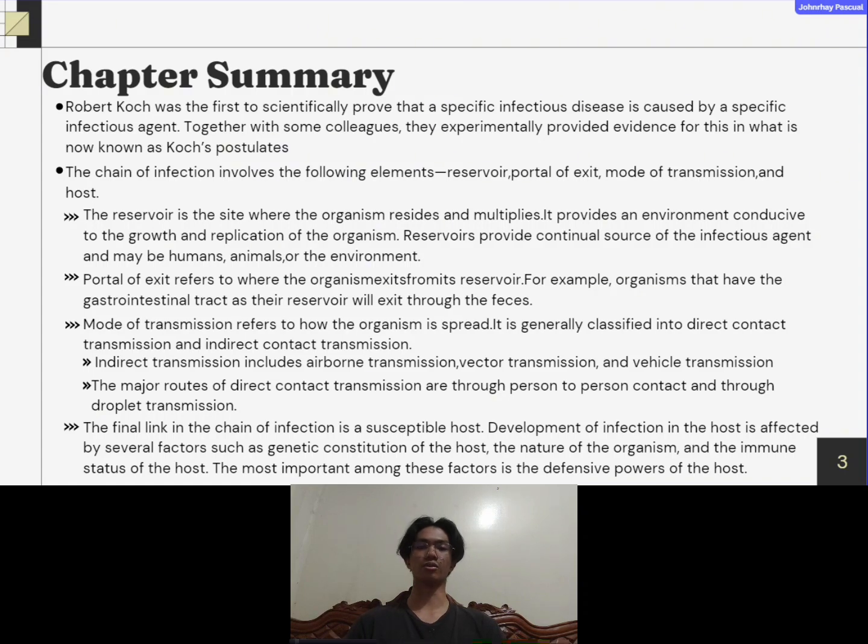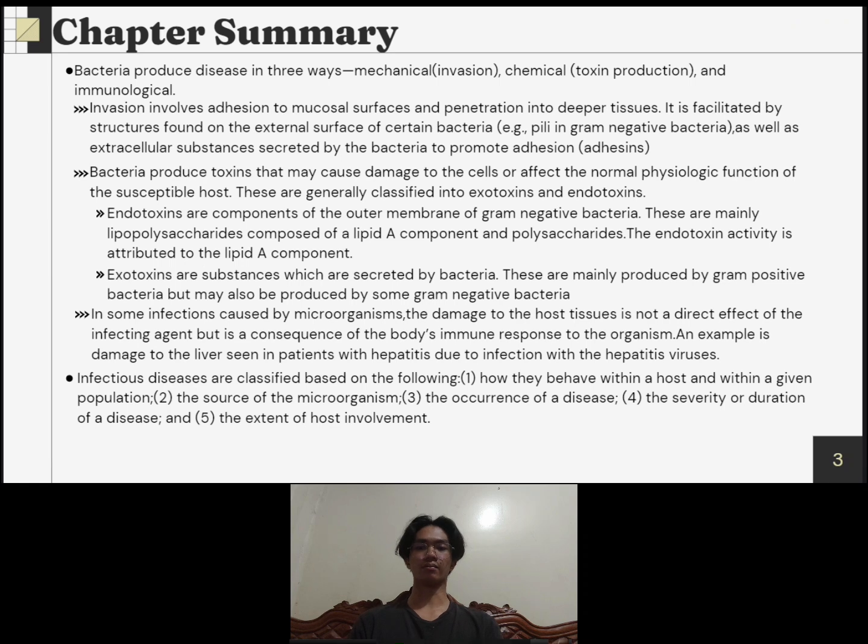And the last element is the host. The final link in the chain of transmission is a susceptible host. The development of infection in the host is affected by several factors such as genetic constitution of the host, the nature of the organism, and the immune status of the host. The most important among these factors is the defensive power of the host. Dito na lang, yung isipin nyo na lang sa host is yung mga target ng organisms or ng germs para ma-infect.